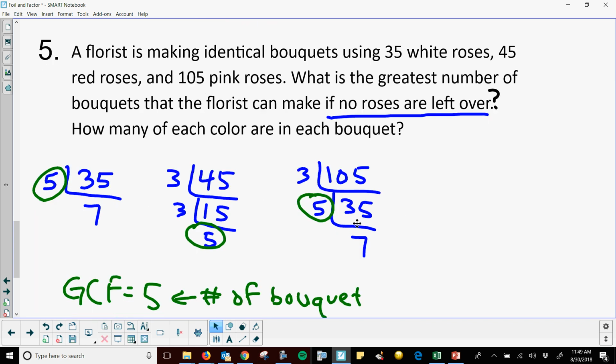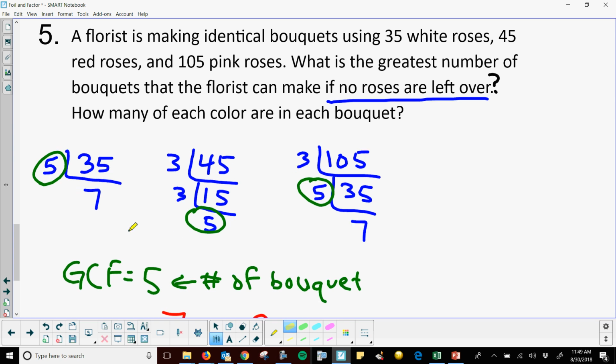I got all these factored out, and 5 was the only thing that was in common with all 3 of them. Just because I have a 7 there and a 7 there, for it to be a common factor, it has to show up in all 3. Same thing with a 3 there and a 3 there. They have to show up in all 3. 5's the only one that does. So we're going to make 5 bouquets.